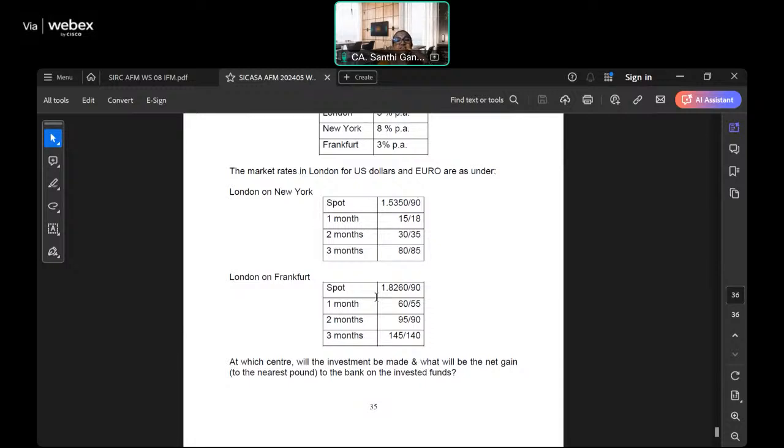So rates are given. You observe that swap points are given. We had a detailed discussion on swap points yesterday. And we know if it is low, high, we have to add. If it is high, low, we have to deduct. If it is low, high, it means the base currency is at a premium. If it is high, low, it means the base currency is at a discount. So we have the rates now.